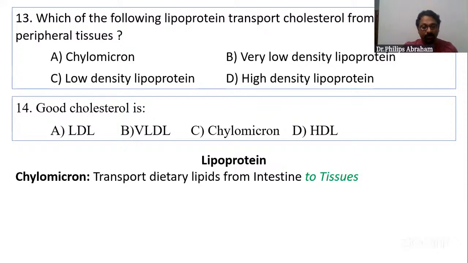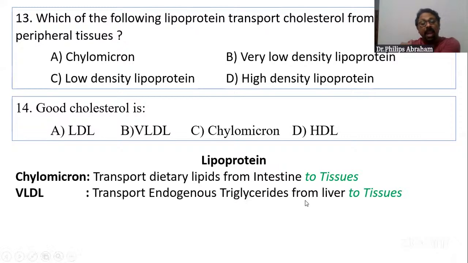Chylomicron transports the dietary lipids, the lipids we have in the diet, from the intestine towards tissues. Next is VLDL. VLDL transports endogenous triglyceride. That means the triglyceride that is produced in the liver, from the liver towards tissues.